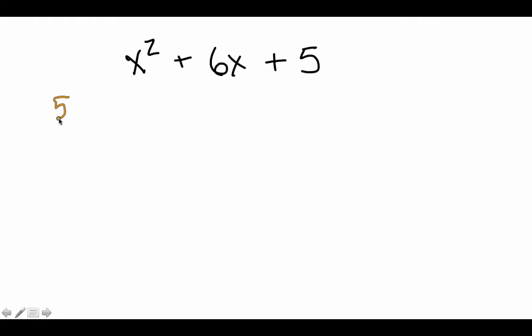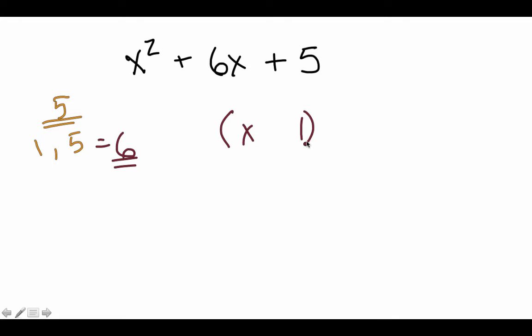Start with 5. List the factors of 5. I was really nice to you with this one. Those are it. What are the factors of 5? 1 and 5. Add those up. Why are we adding? Because this is positive. Those added together equals 6. Is that the middle term? It is. So we can write this.